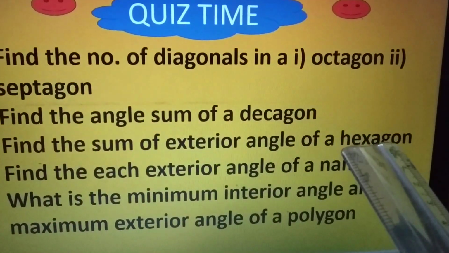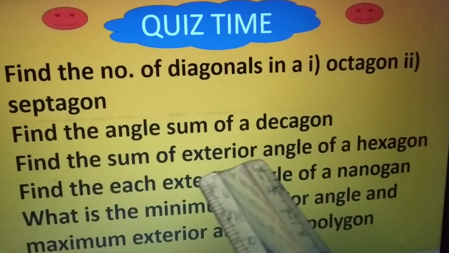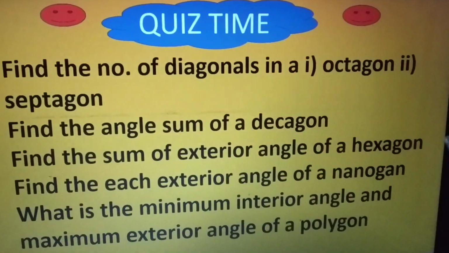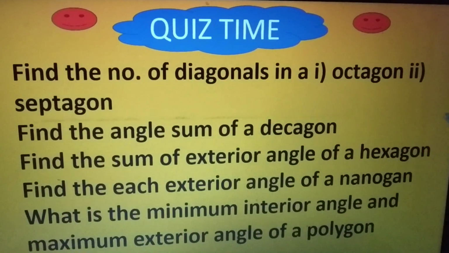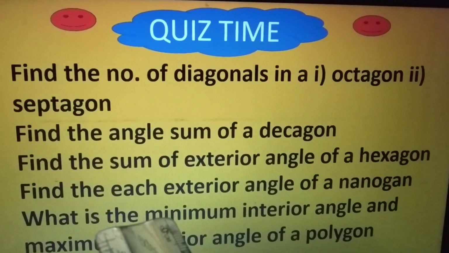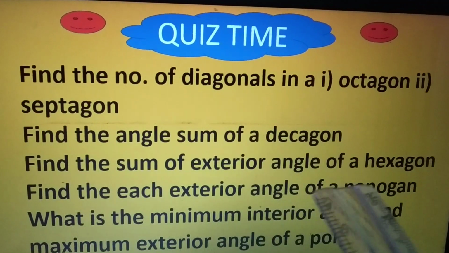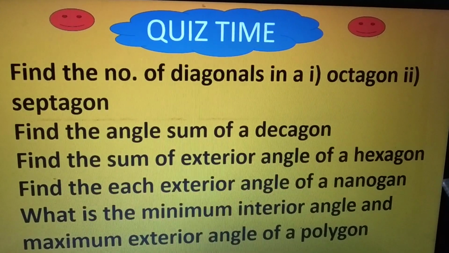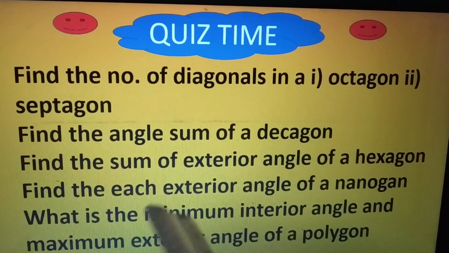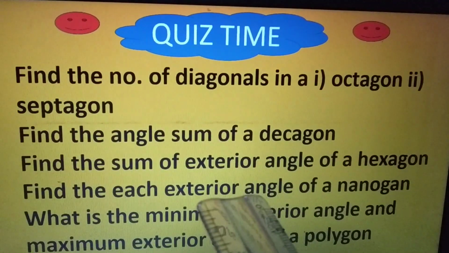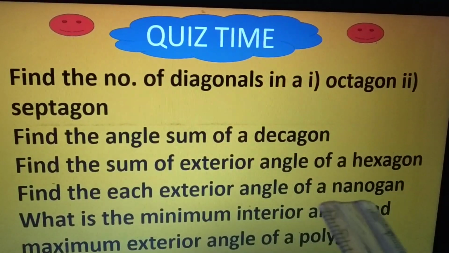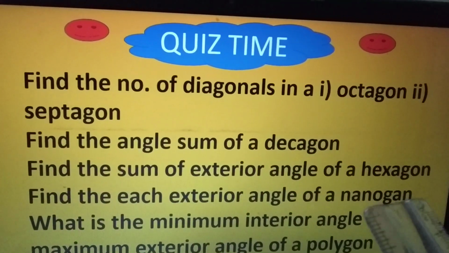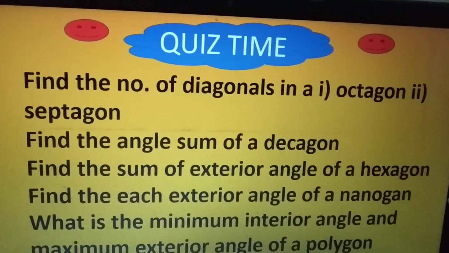Find the sum of exterior angles of a hexagon. We know that the sum of exterior angles of any polygon is 360 degrees. So for a hexagon also it will be 360 degrees. Find each exterior angle of a nonagon. We know the total of exterior angles is 360 degrees. How can you find each exterior angle? Each exterior angle can be found by dividing 360 degrees by the number of sides, that is 9, as a nonagon has 9 sides.